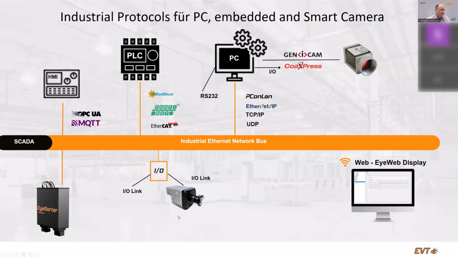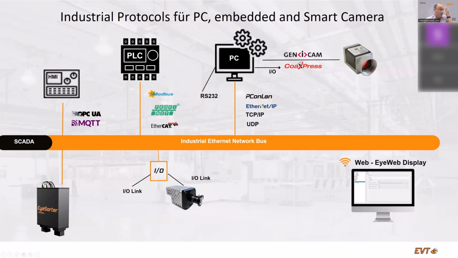This system here is a smart camera. This one is an embedded system. Finally, it's a smart camera. It's a camera, a light, and a controller inside. And it's connected to the network. And via the Pcon LAN, you are able to simply control and program this system, like you can control a smart camera.